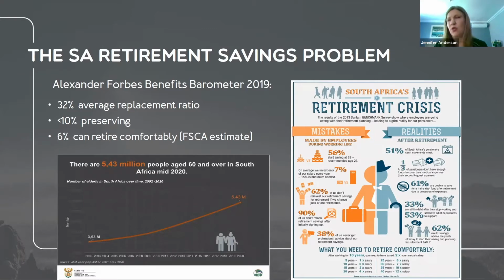The other thing, which we know is a very persistent problem, is very few people preserving. And it's a very difficult thing to get right. People do need access to money. Life does happen.